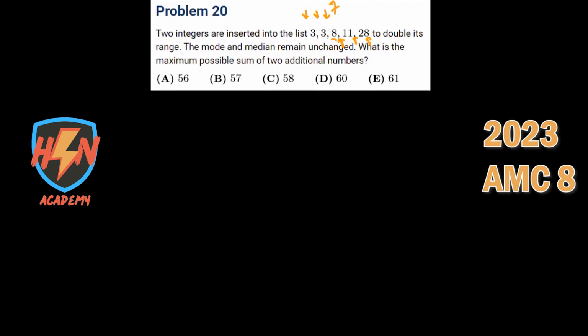Now the range previously is 25, 28 minus 3. The range doubles, so that means the range now is 50. So for the range to be 50, the number we need to add here is 53. So the two numbers we add are 7 and 53. Their sum is 60, so the answer is D.